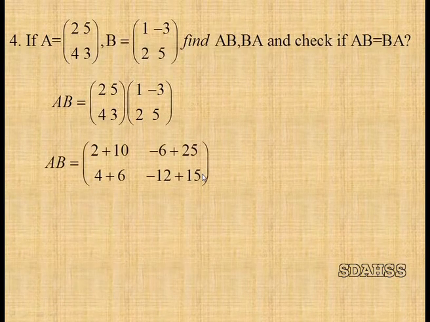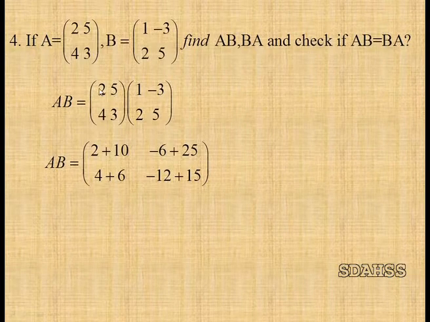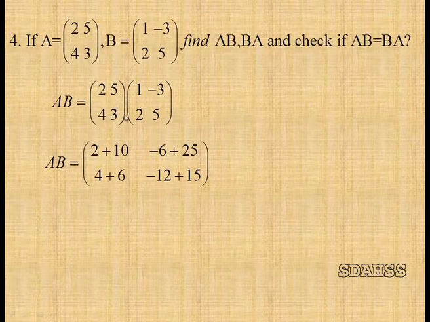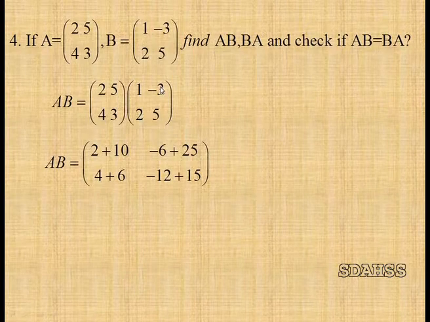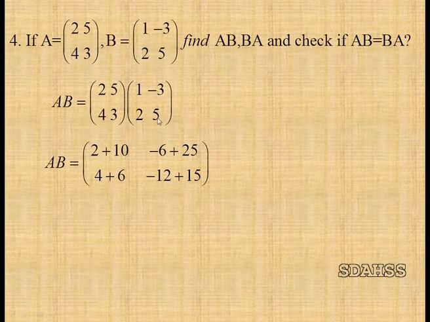Multiply. First, 2 and 5 is the first row. 4 and 3 is the second row. 1 and 2 is the first column. Minus 3 and 5 is the second column.